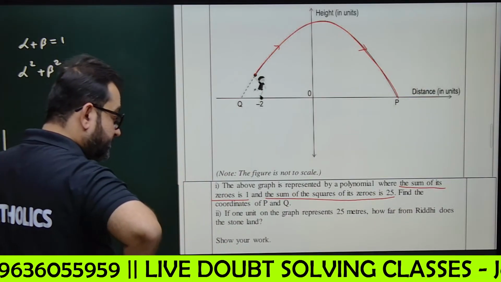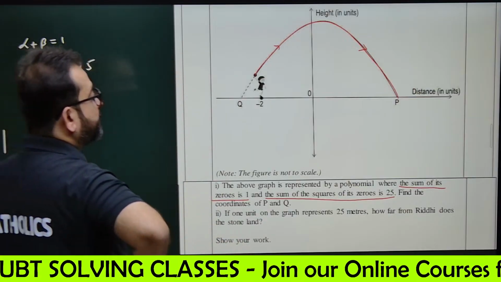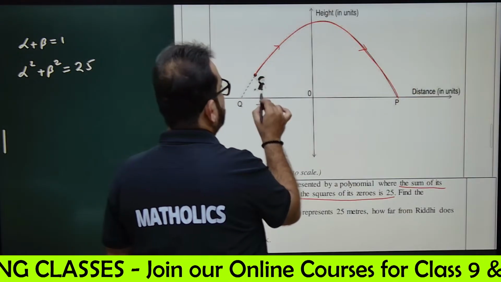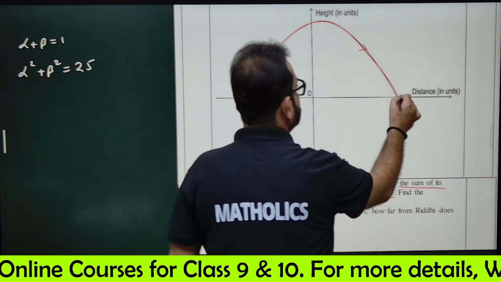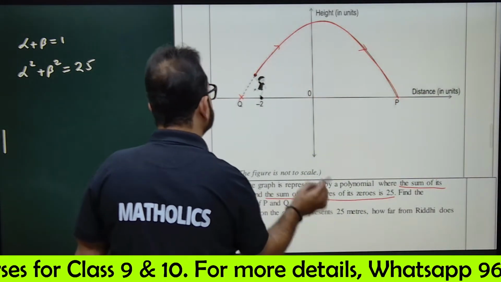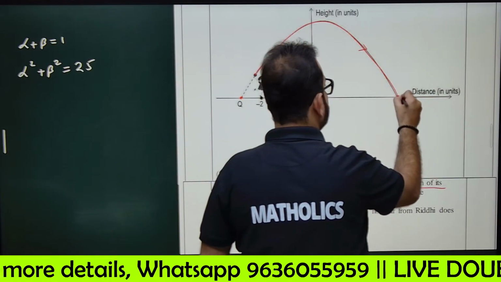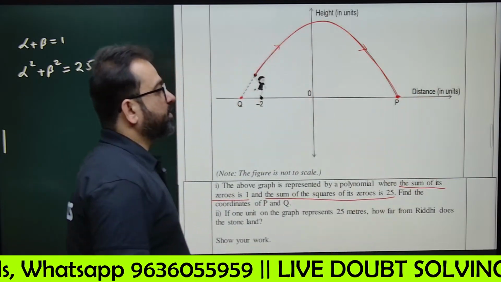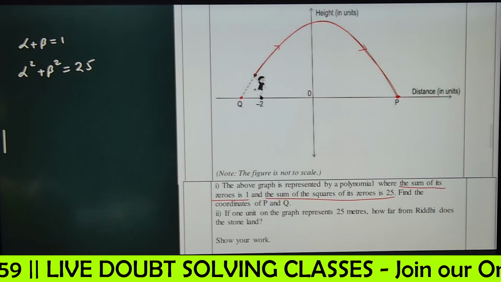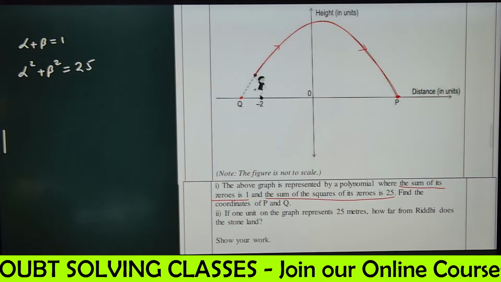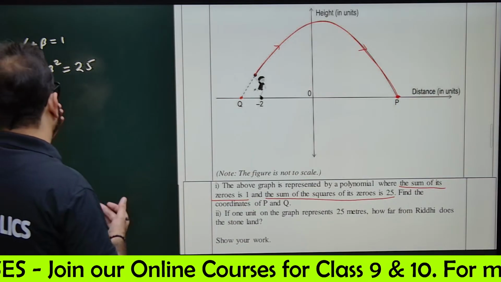Next, find the coordinates of P and Q. This is the polynomial and these are the zeros. These 2 points are the zeros. If you want to plot like this, these are the 2 points. You have to find the coordinates of P and Q. That means you have to find alpha and beta, the zeros, right? Very good, Akash, very good. Sorted.